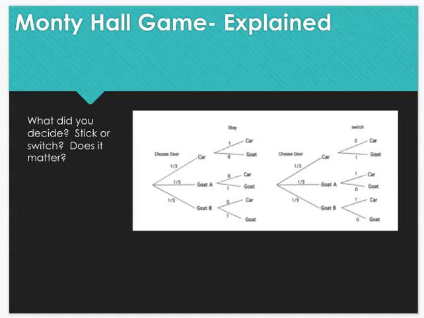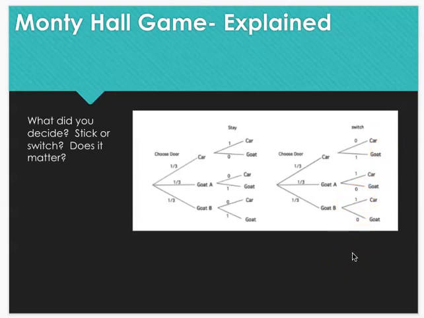You should switch. If you look at the tree diagram for when you switch, remember, only 1 out of the 3 times did you choose the right door first. So if you look at this second part of the tree diagram right here, there's only this scenario here where you chose the car first and then you lose. In the other scenarios, you win.